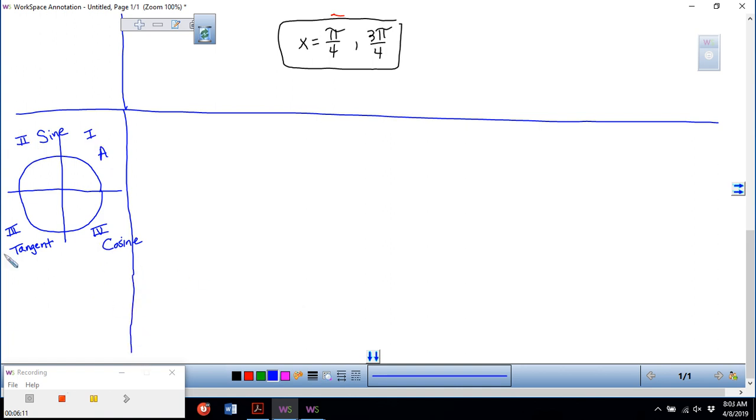So an easy way to remember this is using the acrostic. It's ASTC, which stands for all students take calculus. The A for all, the S for sine, T for tangent, C for cosine. And remember that you're doing this in a counterclockwise direction. Let's go ahead and pause and copy that down, and then we'll get to the example.